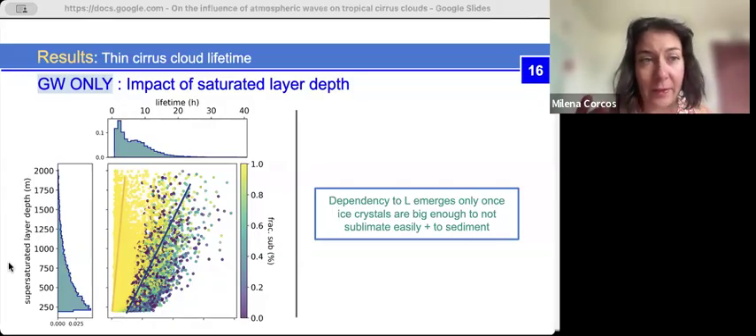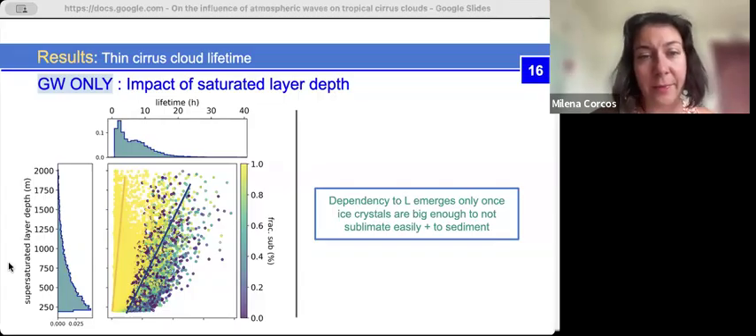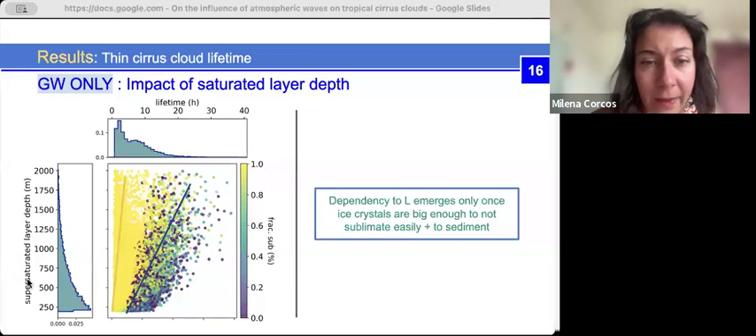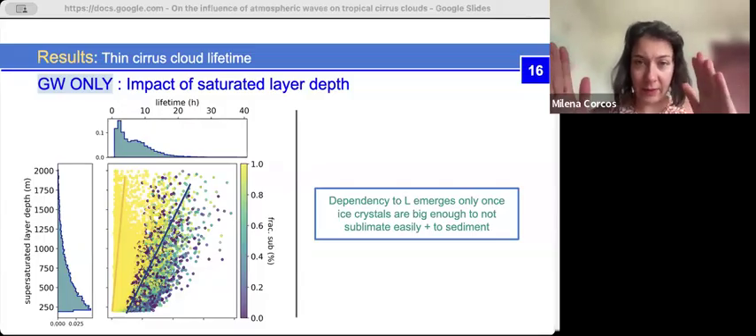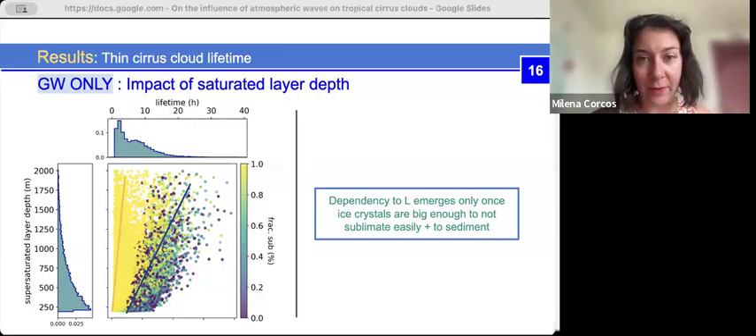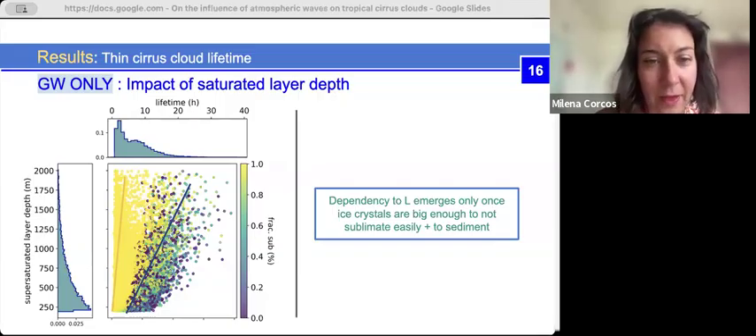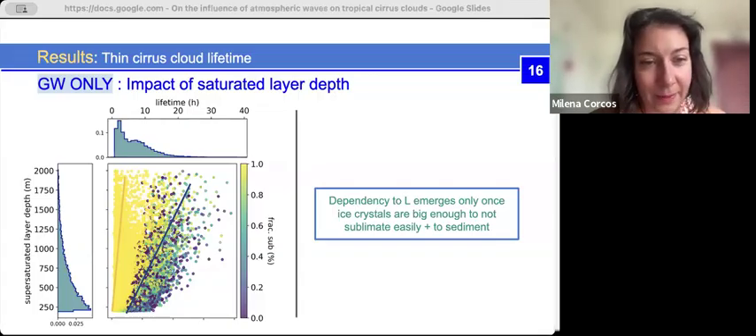The middle scatter plot shows you the cloud lifetime as a function of the initial saturated layer depth. The color indicates the fraction of ice lost by sublimation. As you can see, many short-lived clouds, the ones on the left part of this scatter plot, terminate from sublimation, in yellow, and occur across the whole range of depth of this saturated column. So in other words, whether this column is shallow or not doesn't really influence how quickly these clouds dissipate.